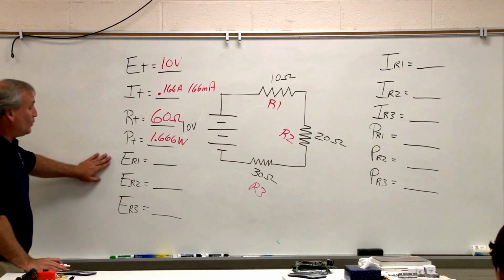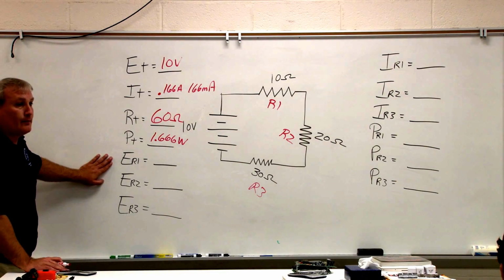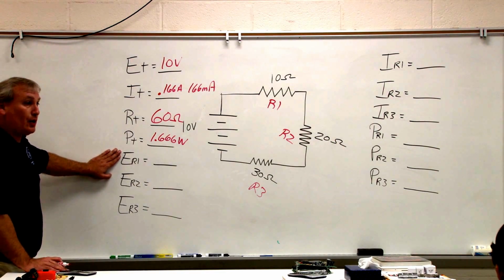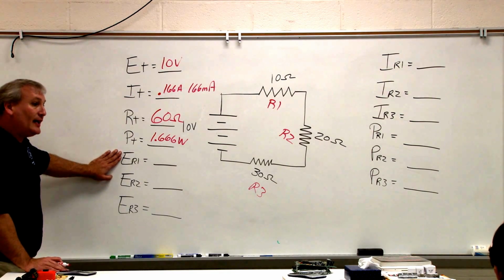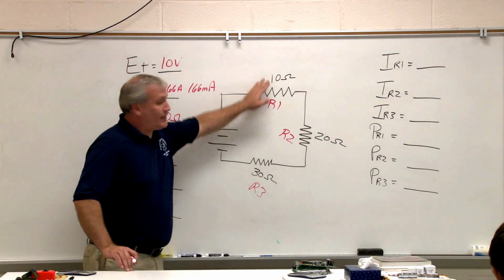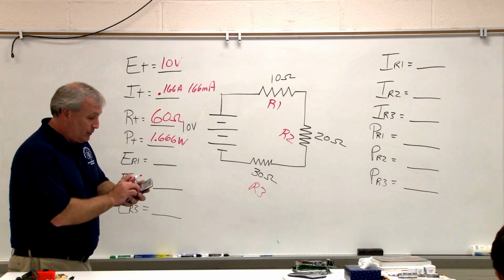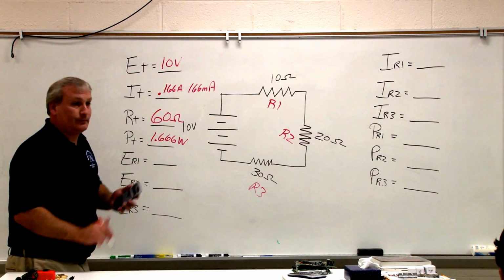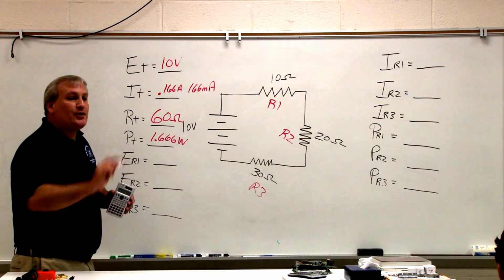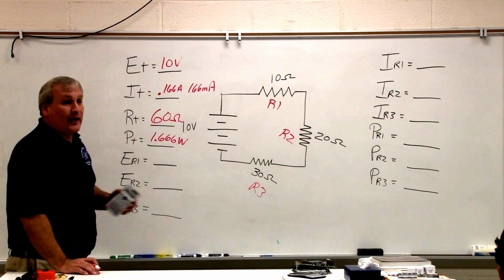Let's try it. How do we solve ER1? Well, again, if I'm looking for the voltage drop across R1, it would be I times R. Now, R is what? R1 is 10 ohms. What am I multiplying that by? I heard somebody say it. Okay, where did you get that from? You're right. Okay, I total.